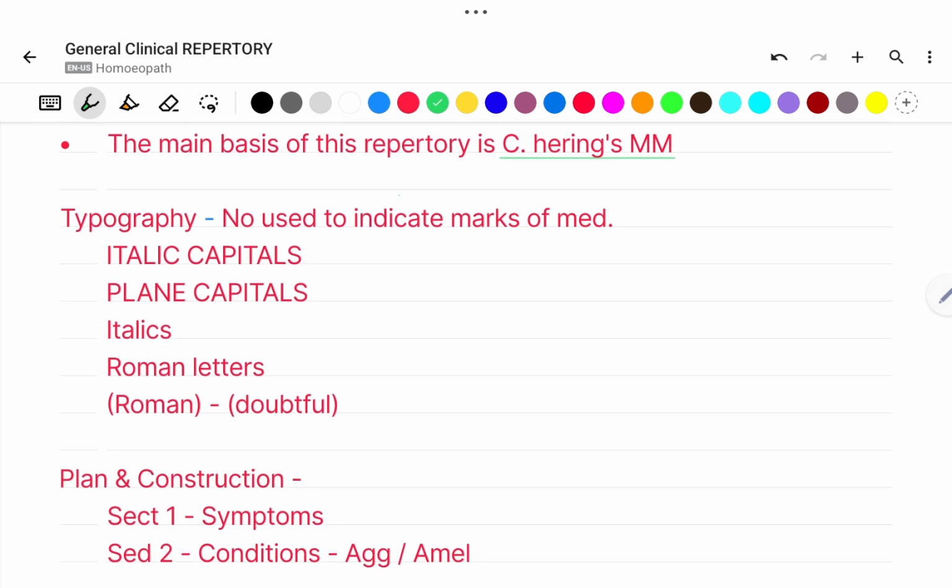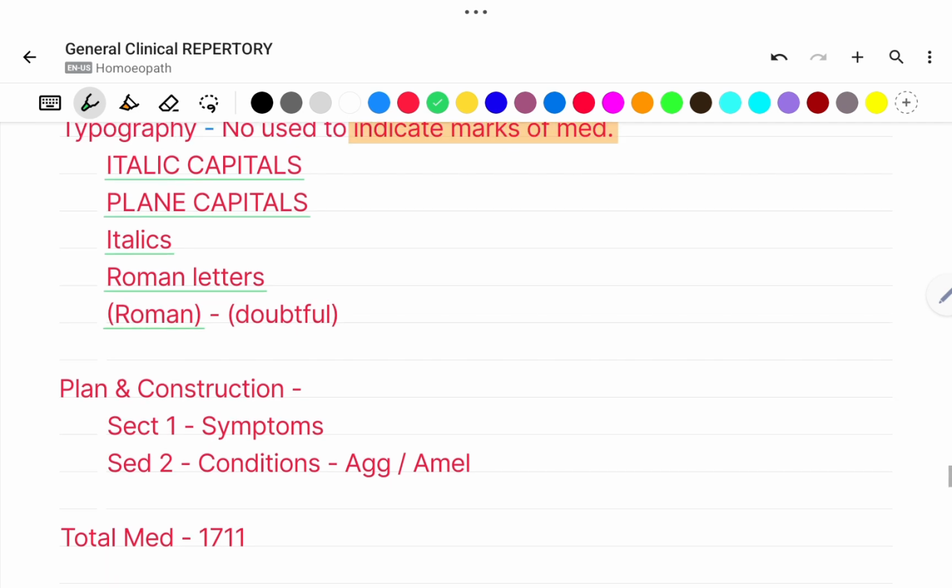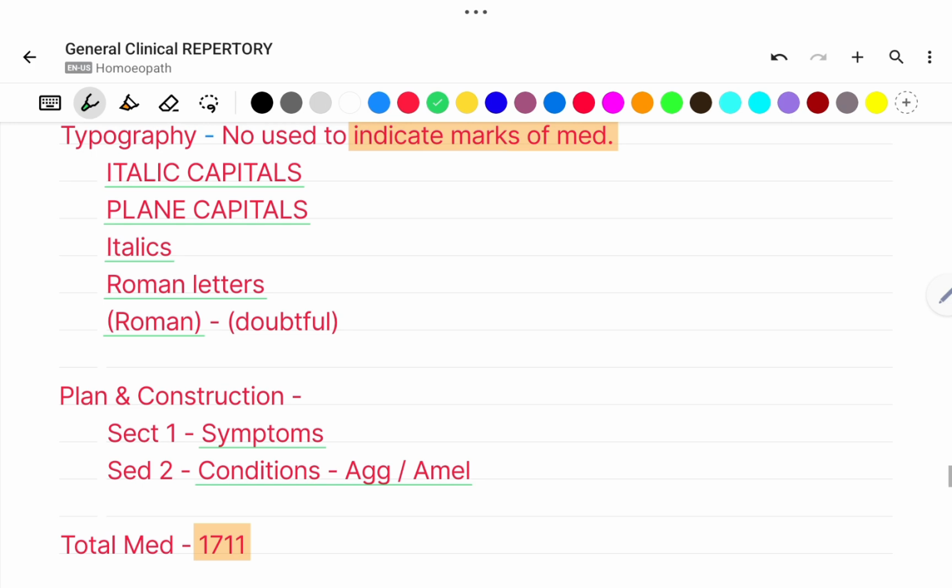Typography. There are five typography, but here these typography are not used to indicate the marks of the medicine. First is italic capitals, second is plain capitals, third is italics, fourth is Roman letters, and fifth is Roman bracketed, that is doubtful remedies. Plan and construction. It has two sections. First is symptoms and second is conditions, that is aggravation and amelioration. Total number of medicines in this book is 1711.